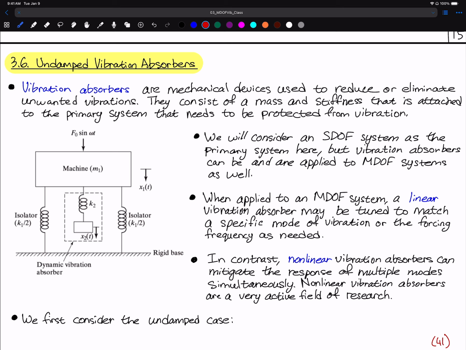But in the case of nonlinear vibration absorbers, these things can be used to mitigate the response of many modes simultaneously. And that's what my work is focused on, is how you can use these to mitigate many modes of vibration simultaneously, often in multiple directions as well.